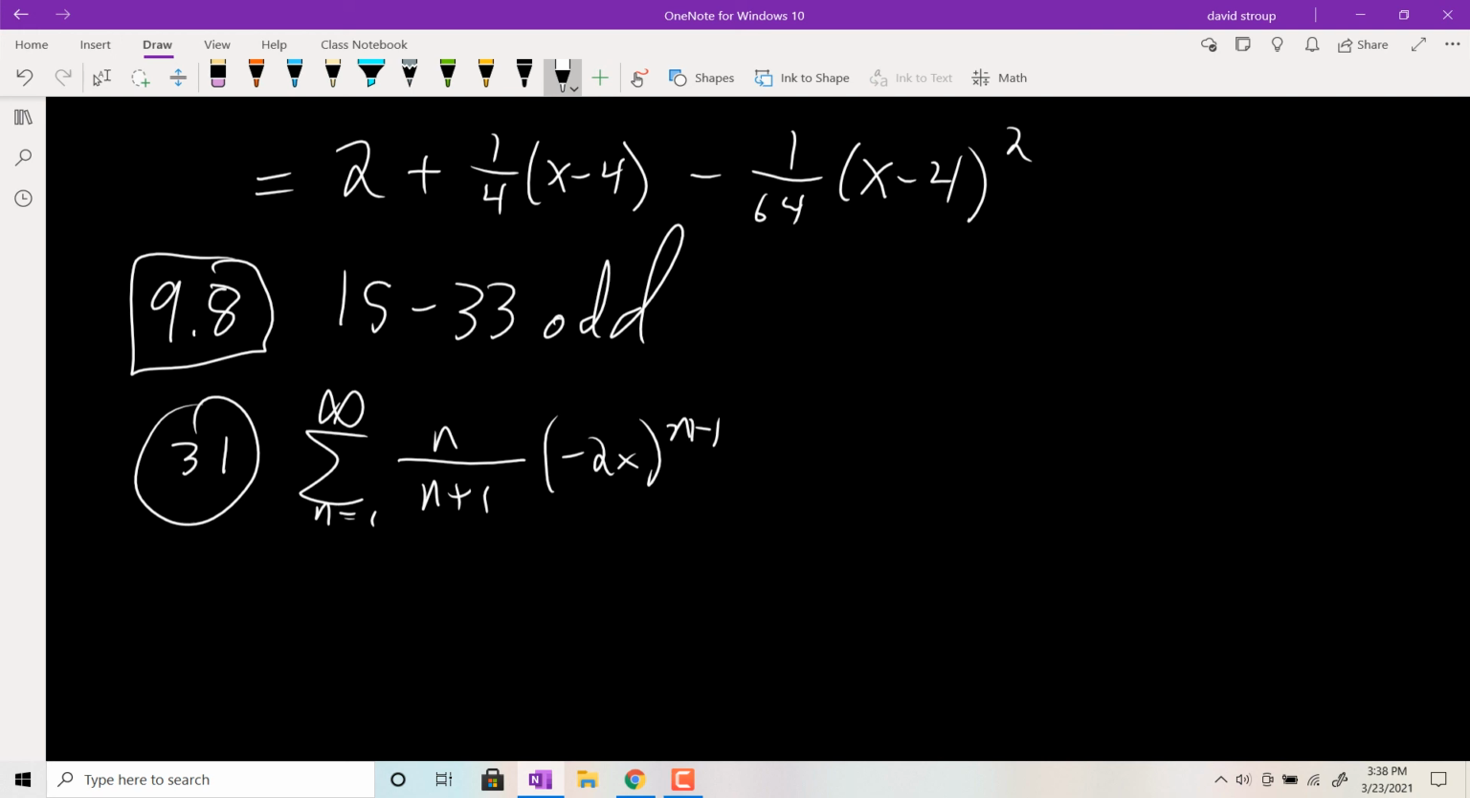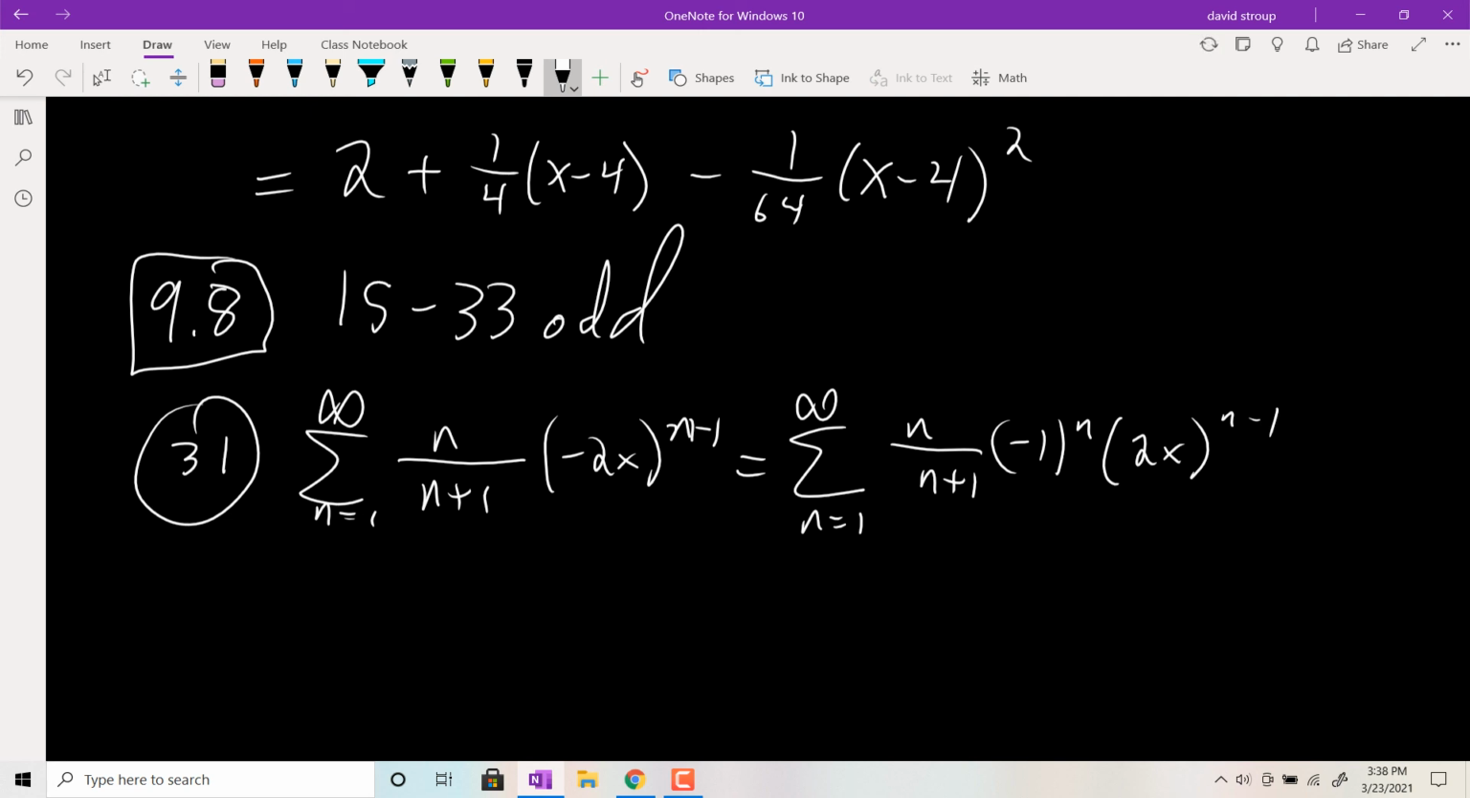First off, to make things a little bit easier, I'm going to rewrite this and pull out the -1. Because when you go to the ratio test, you can kind of ignore the -1s floating about. So you could rewrite this as -1 to the n times 2x to the n minus 1. Or -1 to the n minus 1, rather. So, sorry about that. I'm going to rewrite this.